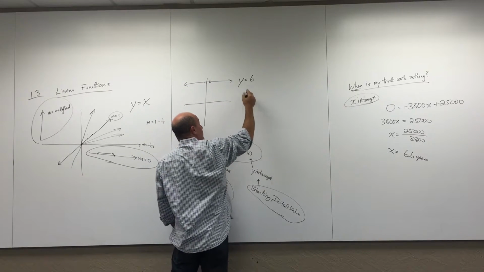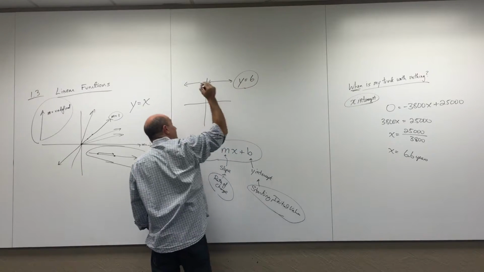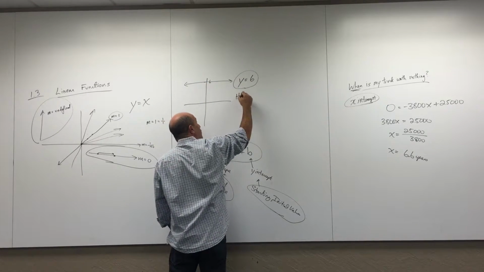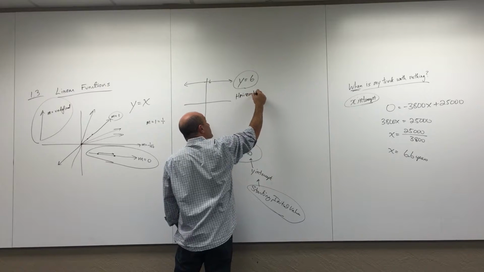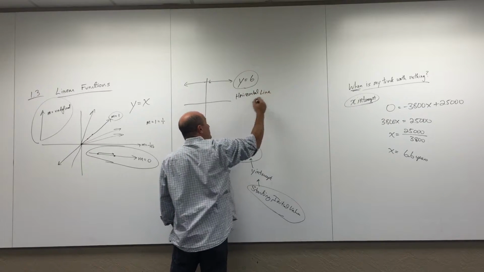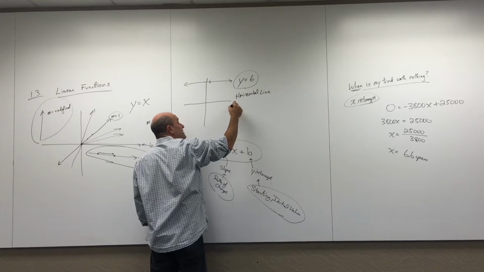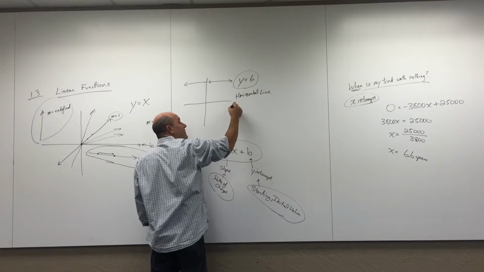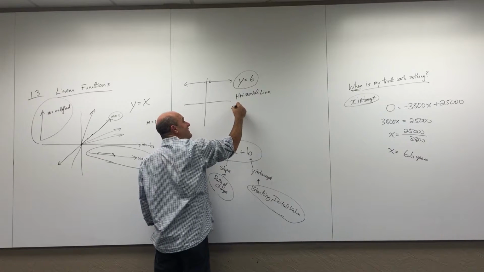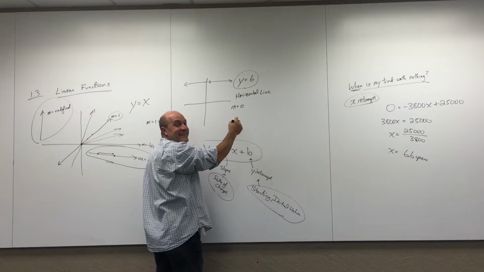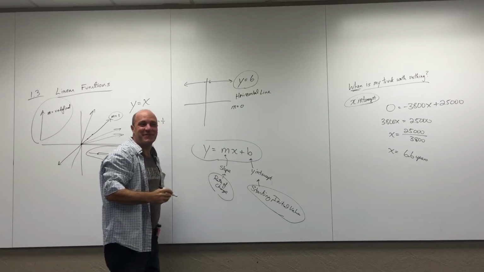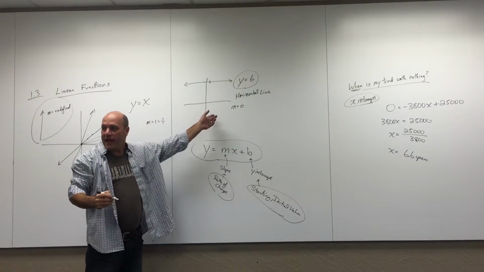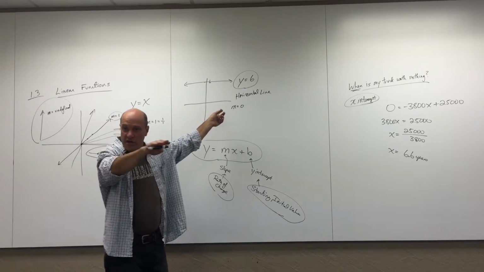Here, I'm going to write some more. That's its equation. That's its picture. I'm going to write the word horizontal, and then I want to say something about its slope. What is its slope? Thank you. Yeah, the slope is 0. He's a horizontal line.